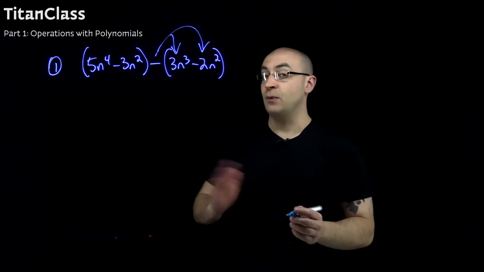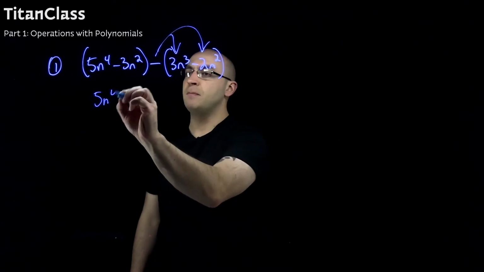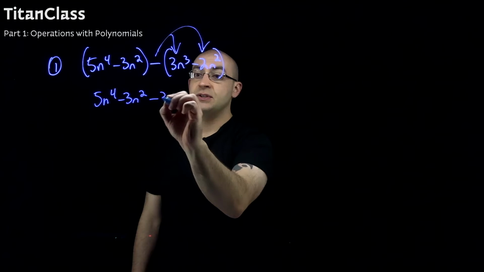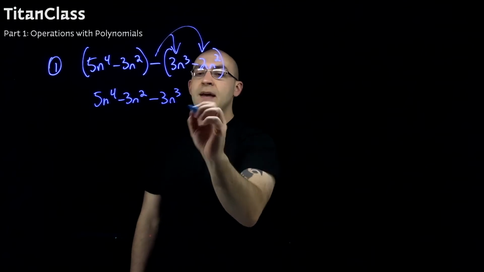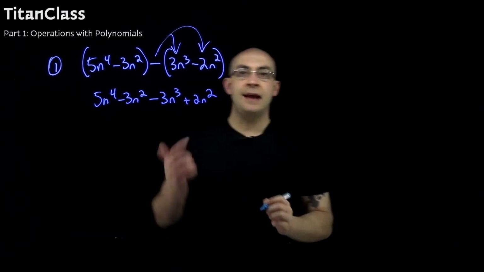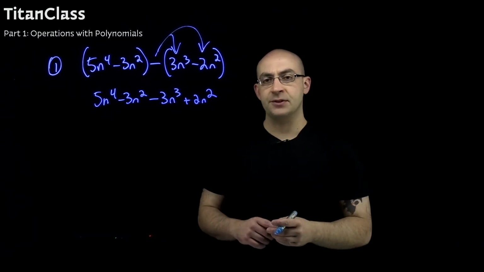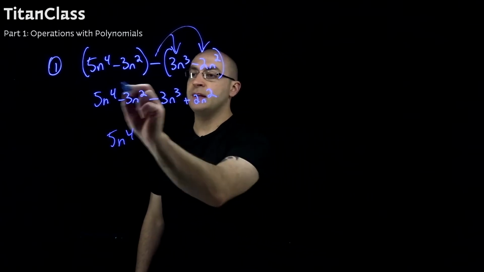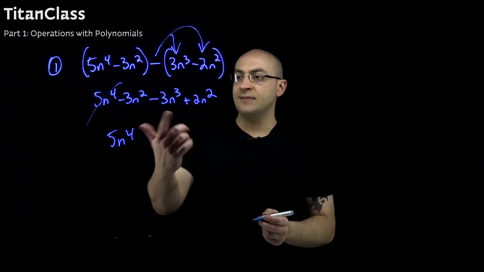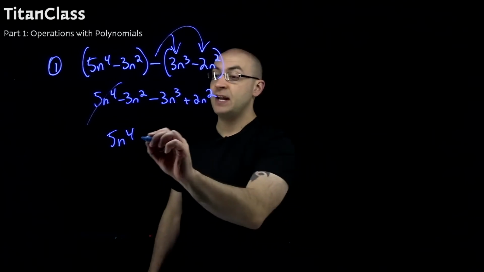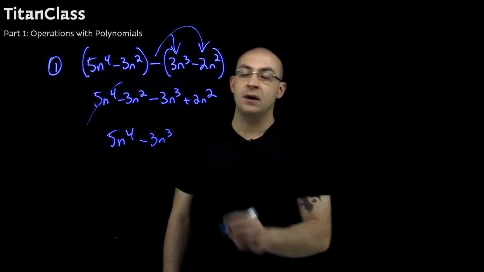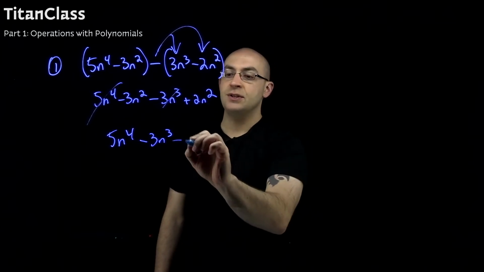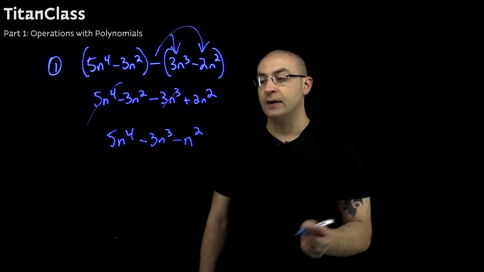So let's go ahead and rewrite with no parentheses. 5n to the 4th minus 3n squared doesn't change at all. But now this sign is going to become a minus, so negative 3n to the 3rd. And that one's going to turn to a plus 2n squared. Now that I've distributed and the parentheses are gone, I can go ahead and combine like terms. So 5n to the 4th is part of my answer, right? Because there is no other 4th power. I've got a negative 3n to the 3rd, which stays part of my answer because there is no other 3rd power. And then I have a negative 3n squared plus a positive 2n squared, which is just negative n squared or negative 1n squared. This is my final answer.